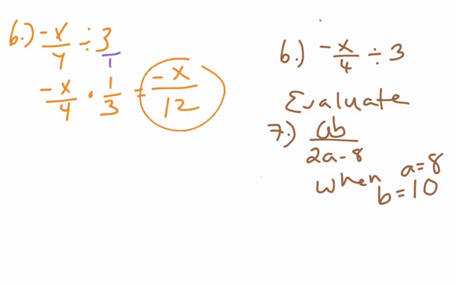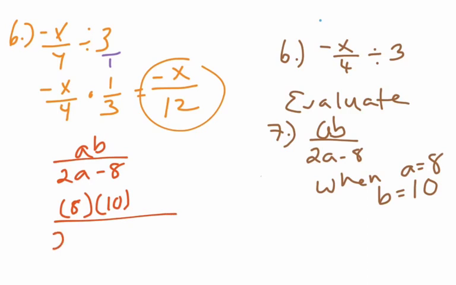And then the last one is evaluate. And I like these problems because they really start keeping fresh the vocabulary. So evaluate, what does evaluate mean? It means plug in the numbers and then simplify it. So we've got ab over 2a minus 8. So a is 8, b is 10, so that's going to be 8 times 10 over 2 times 8, and then I'm going to change that to plus -8. You do not have to do that. I just want to keep reinforcing that that's what subtraction is.